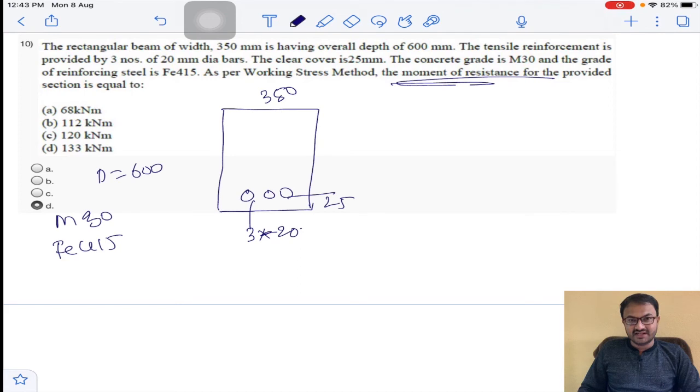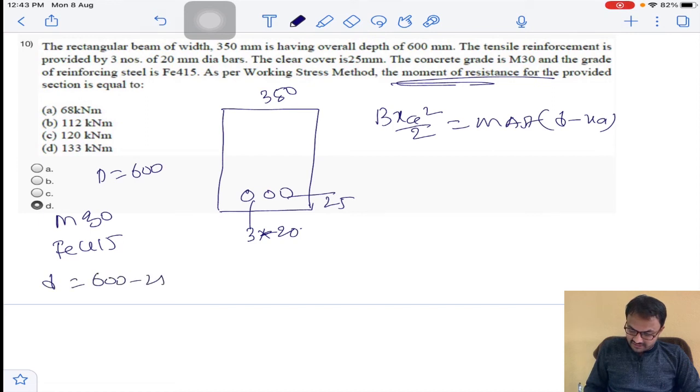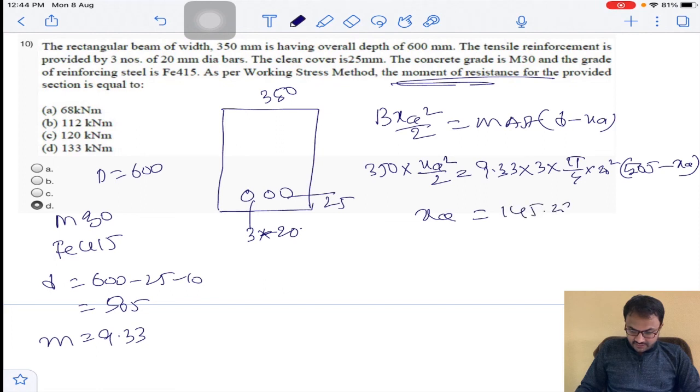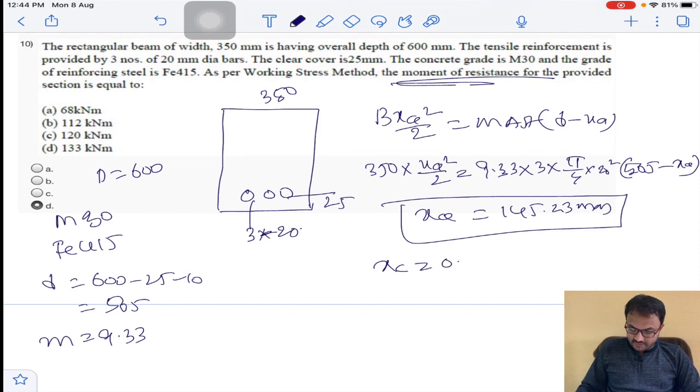First of all, we need to classify whether the section is under reinforced or over reinforced before calculating the moment of resistance. So b into XA square divided by 2 equals m AST into (d minus XA). Small d here is 600 minus 25 minus 10, it will become 565, and m value is 9.33. b is equal to 350, m is 9.33 and AST will be 3 into pi by 4 into 20 square, into d, which is 565 minus XA. So that XA is equal to 145.23 mm. Okay, and XC is equal to 0.289 d, that is 0.289 into 565. It will be 163.285 mm.